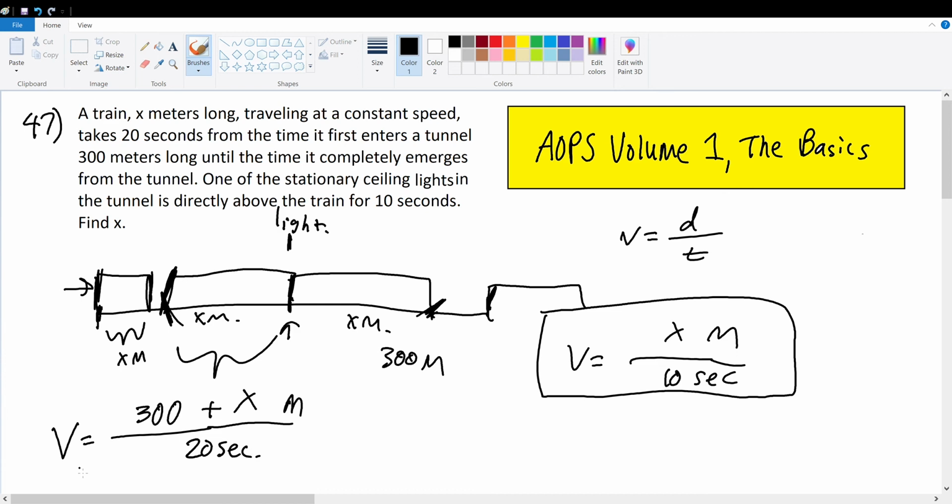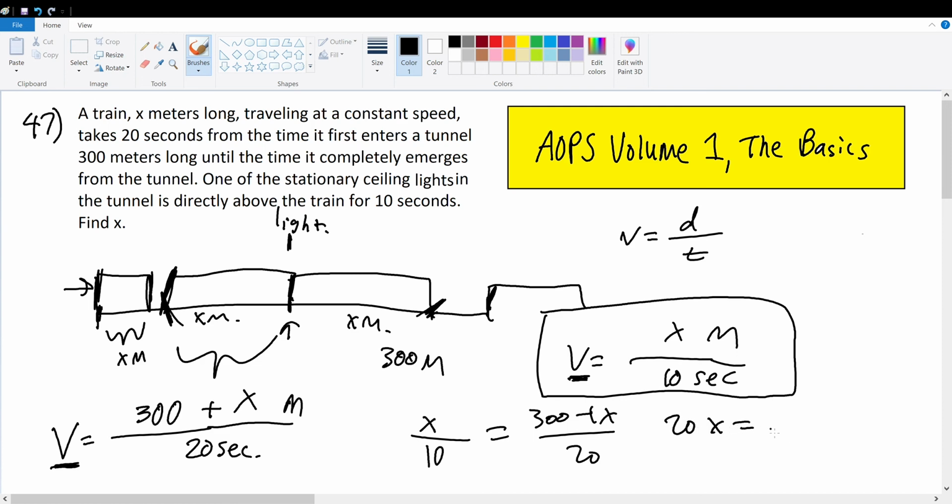And since the velocity of the train is constant, that means that this velocity relative to the time for which it travels the entire tunnel, and this velocity, which has to do with respect to the time underneath a stationary light, must be equal to one another. And since their quantities are the same, which is in meters per second, we can establish this relationship. x over 10 is equal to (300 plus x) over 20. Cross multiply and simplify, and we will solve the question.